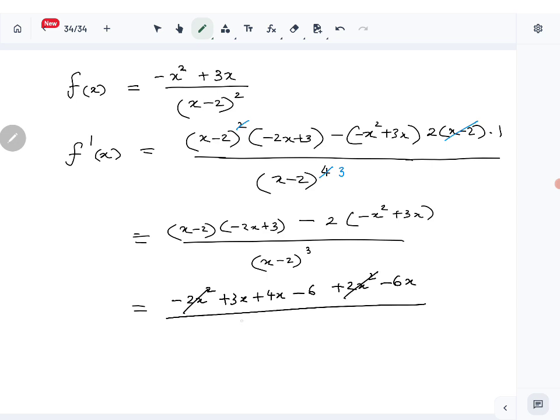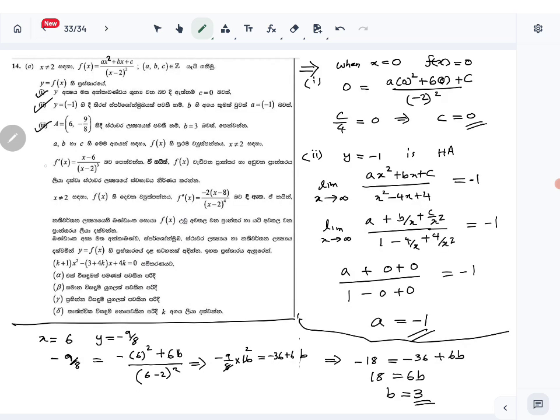Two x squared cancel. 7x minus 6x is x, and minus 6. Right, you have the correct expression. So there is the first derivative. That's what we needed to show. So this is also done.